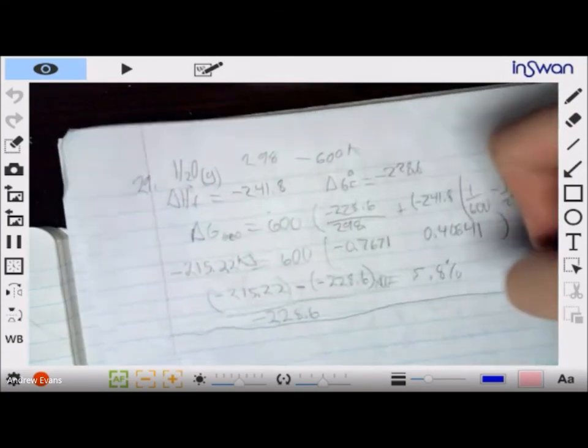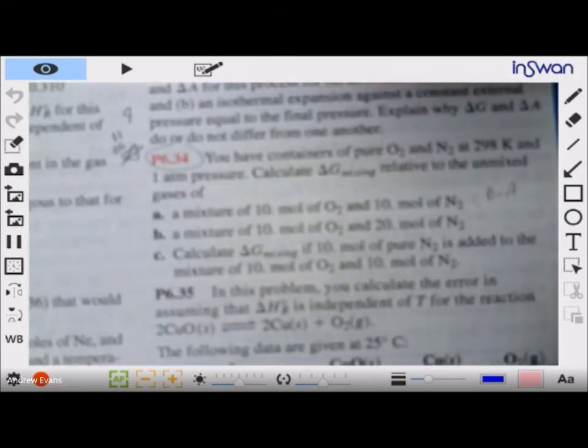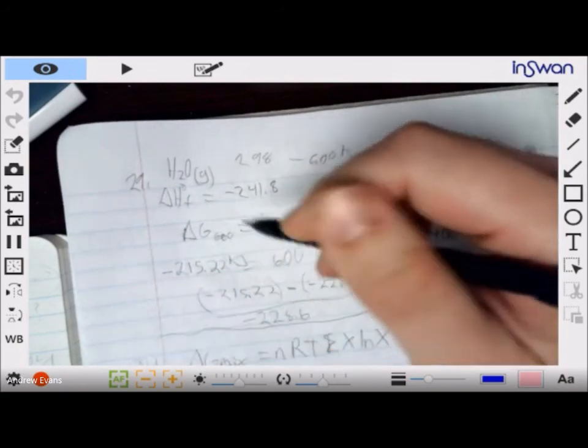So, finally, for number 34, you have a container of pure oxygen and nitrogen, 298 Kelvin and 1 atmosphere pressure. Calculate the Gibbs mixing relative to the unmixed gases of a mixture of 10 mole of oxygen and 10 mole of nitrogen, a mixture of 10 mole of oxygen and 20 mole of nitrogen, and then calculate the Gibbs mixing of 10 mole of pure nitrogen added to a mixture of 10 mole of oxygen and 10 mole of nitrogen together. Last problem, number 34.